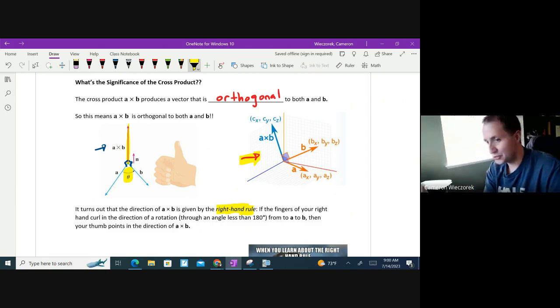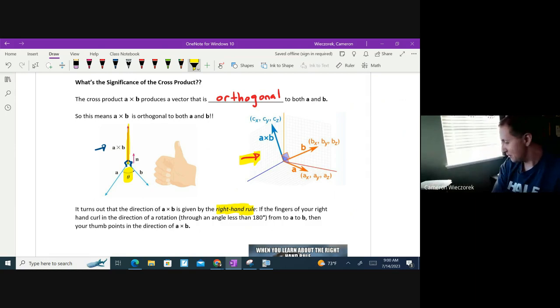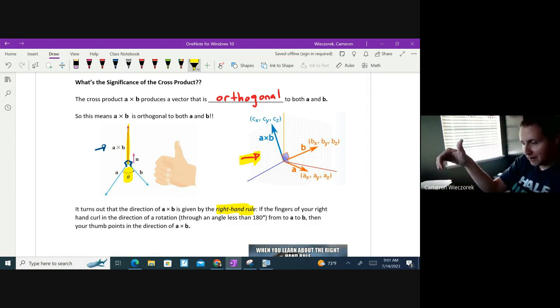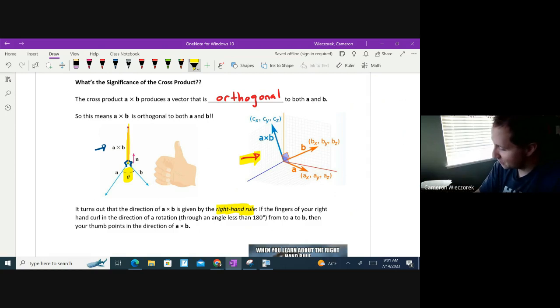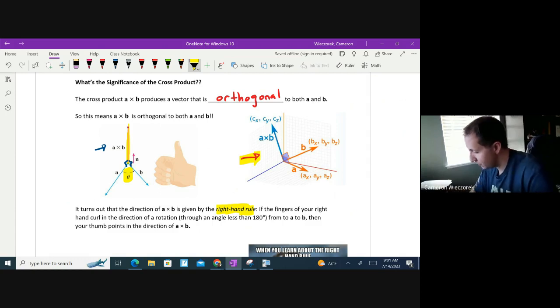Try it for the one in the right picture. You're going to have to kind of tilt your wrist backwards a little bit. Don't hurt yourself. There's A, curl your fingers in the direction of B, and your thumb should be pointing in a northwest direction, at least mine is. Okay. So again, this takes a little bit of practice. It'll give your wrist a good workout. Okay. A cross B is going to be in a northwest direction for that one.